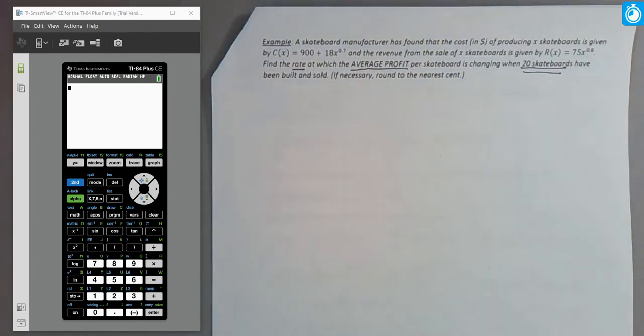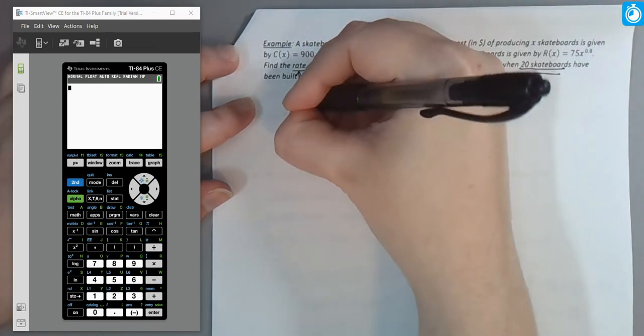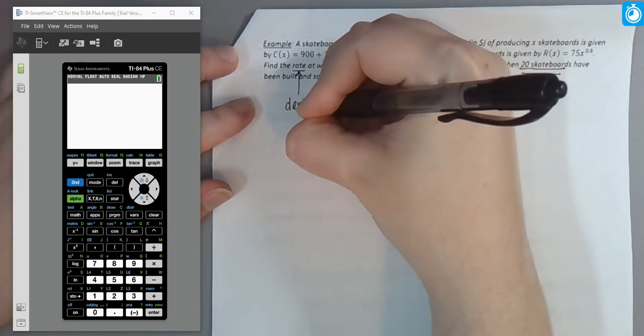Well, we're looking for several things here, which means we have to approach this in layers. First thing we need in order to find a rate of change, anytime you see that word rate of change, think derivative.